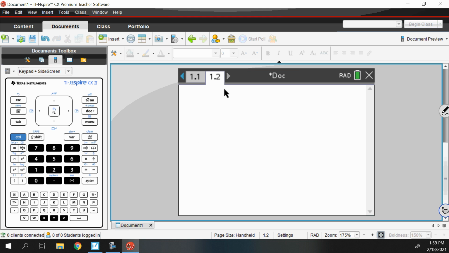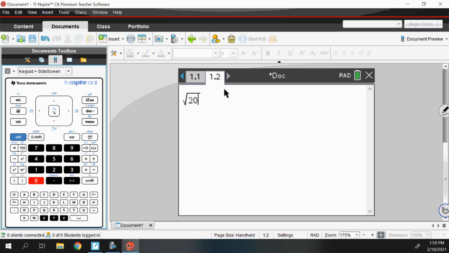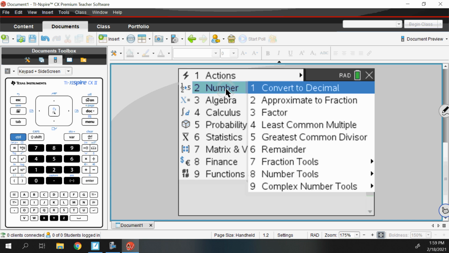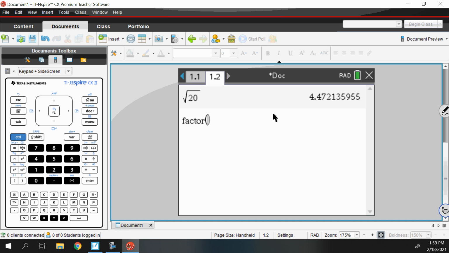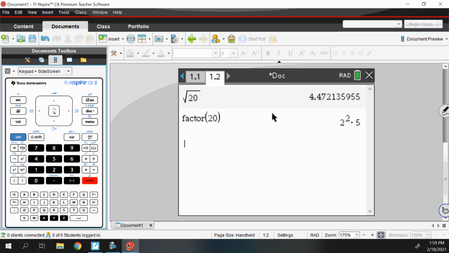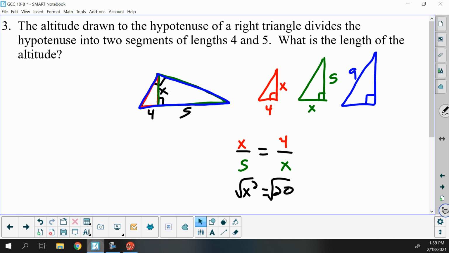If you go to a calculator page and do the square root of 20, notice that doesn't come out nice. So that means we need to do our menu number factor for 20. We get 2 squared times 5. So this is going to be 2 times 2 times 5. Circle any pairs. So the 2 goes out front, just one of them. We have 5 left inside.